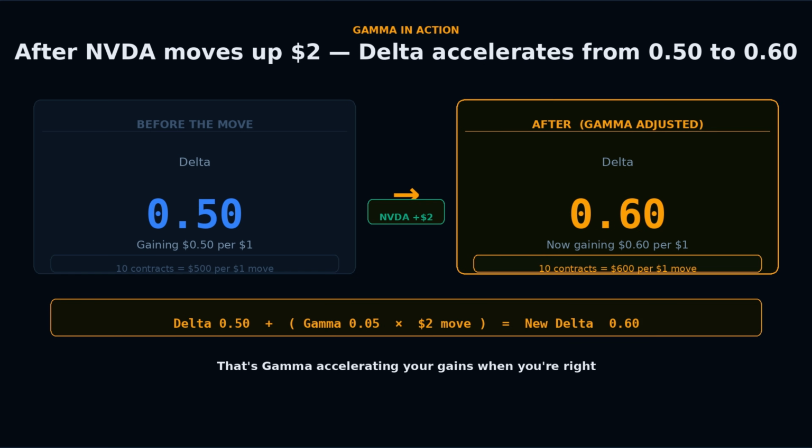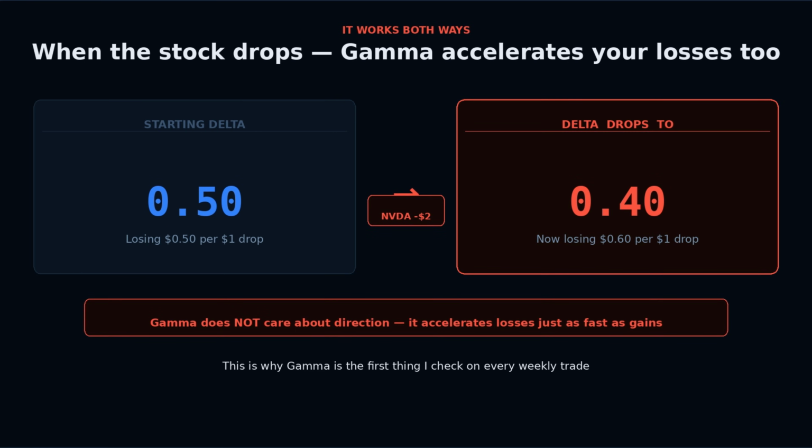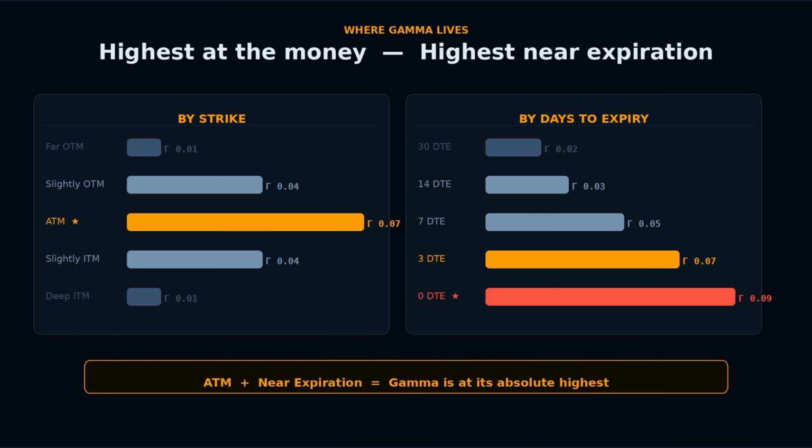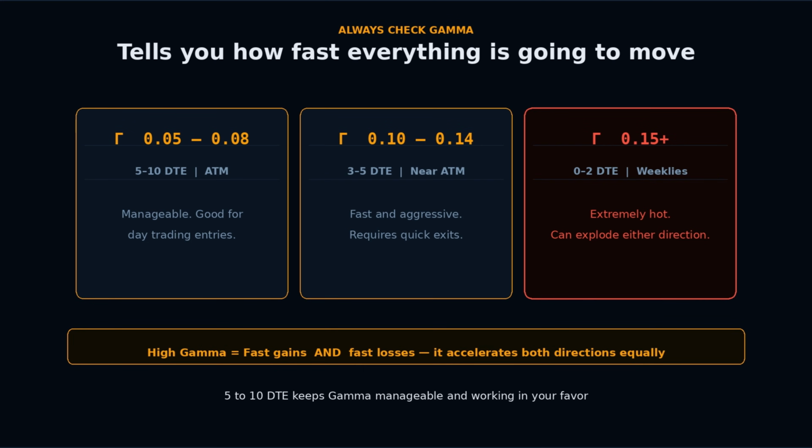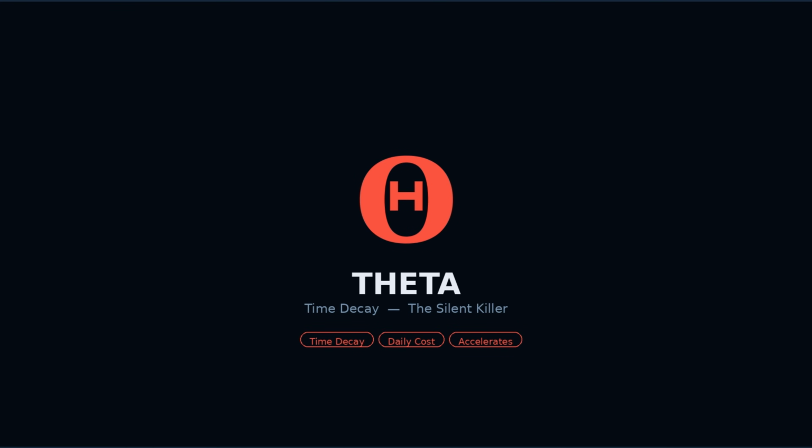But here's what you need to understand about Gamma. It works both ways. And Gamma is highest on options that are close to the money and close to expiration. That's why weekly options near expiration can be explosive. A small move in the stock creates a massive swing in the option's price because Gamma is at its peak. When I'm looking at a trade, especially a same day or weekly play on the SPY or QQQ, I'm very cautious of where Gamma is.